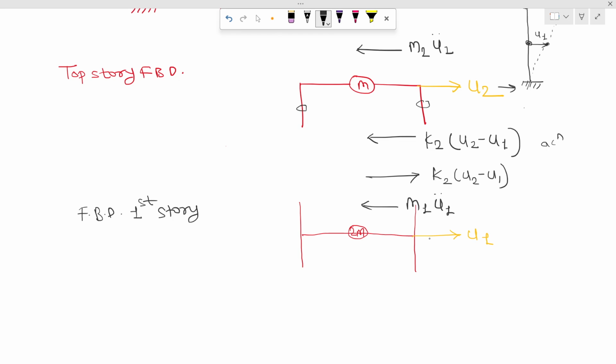Okay, now as our floor is displacing in the right direction with U1 displacement, the stiffness provided by this floor, which is K1. Now we have to consider the displacements. Here it is U1 and here it is 0. So I can write U1 minus 0, which will try to bring the structure backward. Okay, so this is the free body diagram.